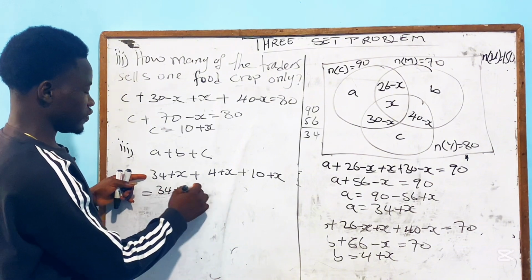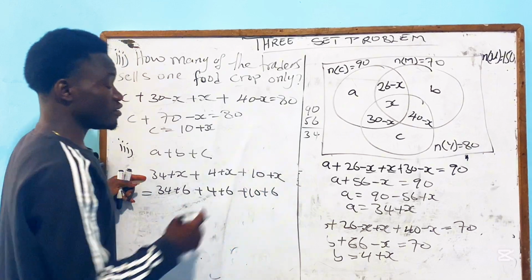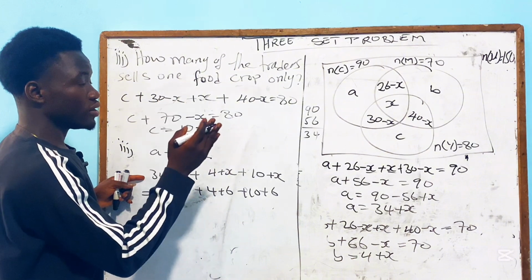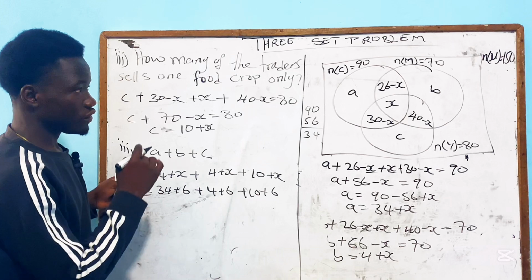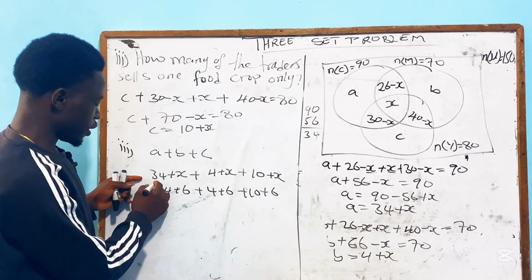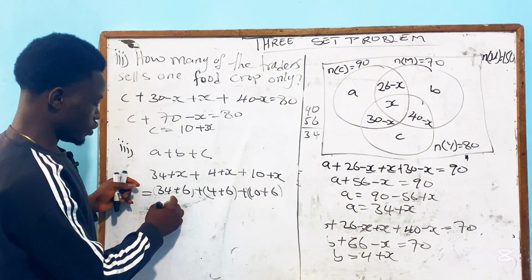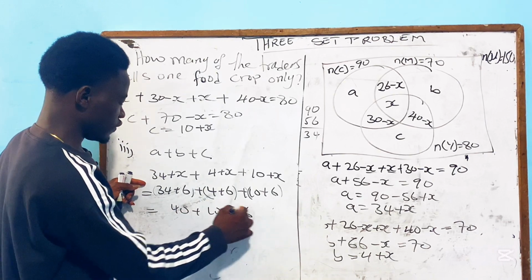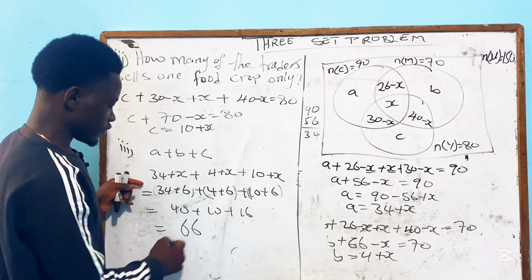This is going to be 34 plus 6 plus 4 plus 6 plus 10 plus 6. The 6 is the value we have found for the intersection. So the intersection is 6. That is 6 people treat all the three crops. So here, I can just do it like this. This is 40, this is 10, this is 16, and this is 10 plus that, 50, and this is 66.